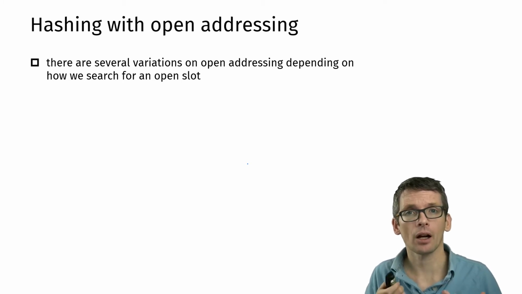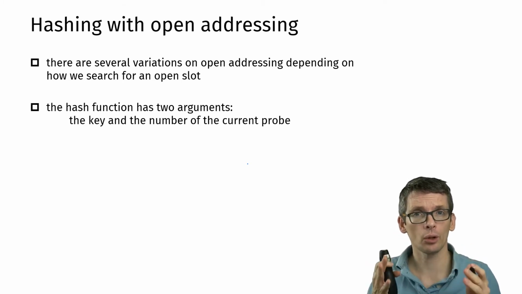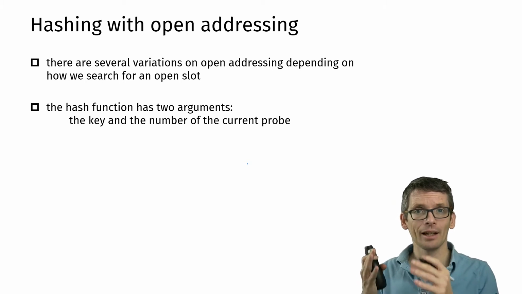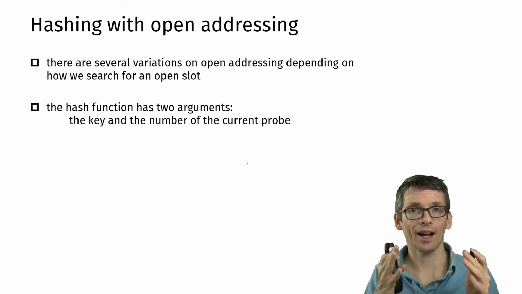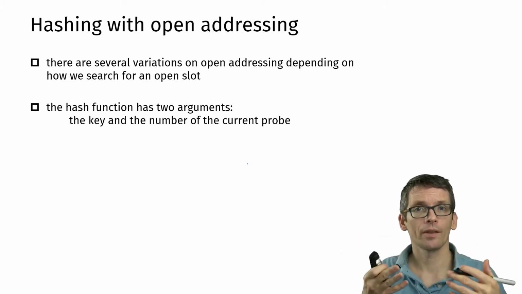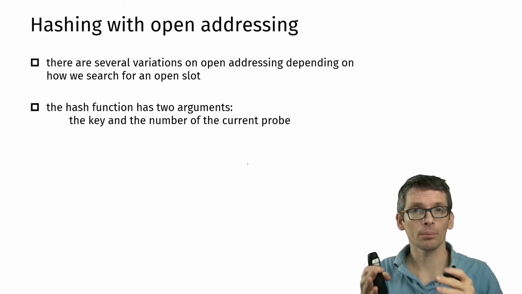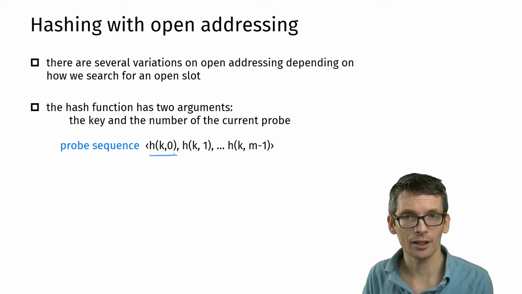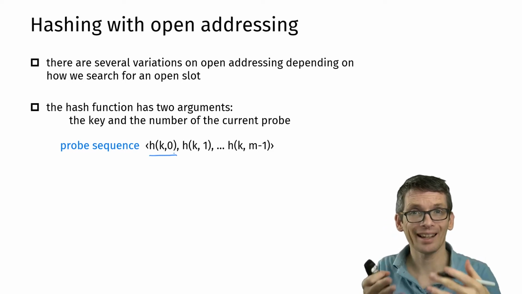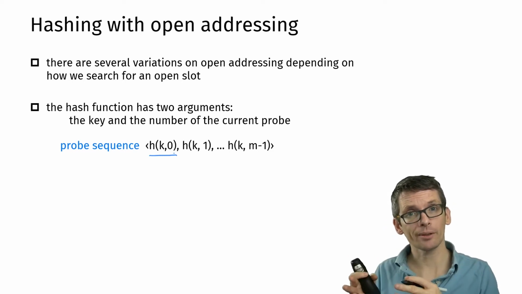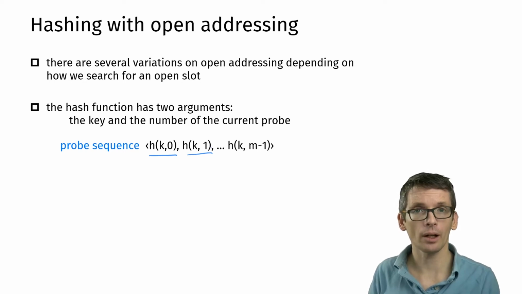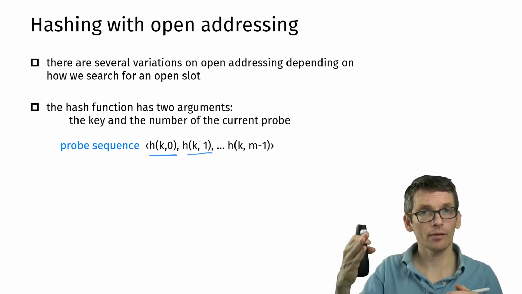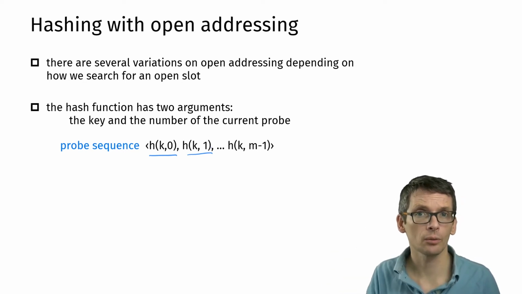Generally speaking, our hash function is now a function of 2 arguments. We have the key k, but we also have i, the number of probes that we already did. So we will be probing a probe sequence starting with h(k,0), that is simply what we try first. But then if that's not successful, we will try h(k,1) and so on. And depending on the variant, these probe sequences will be defined differently.